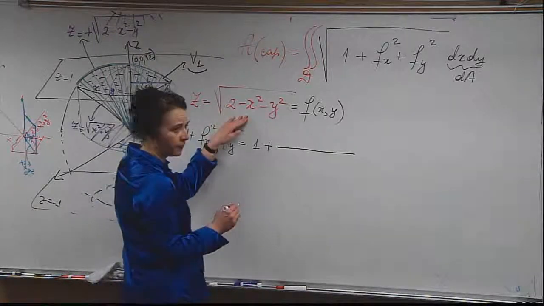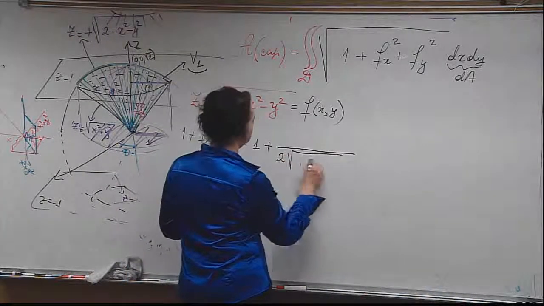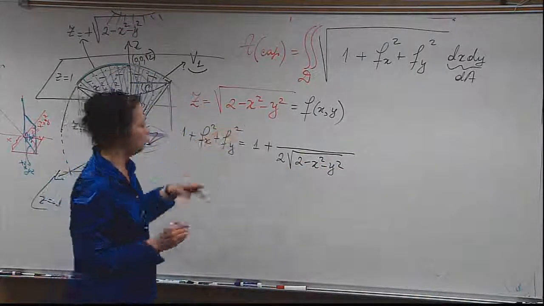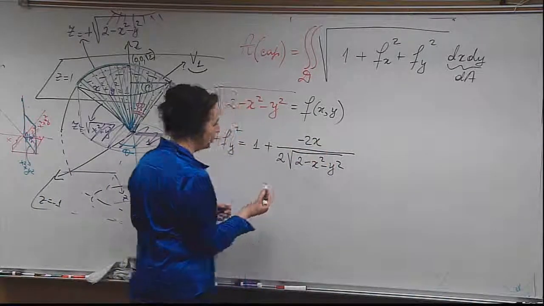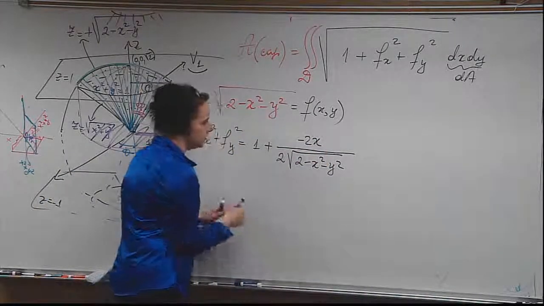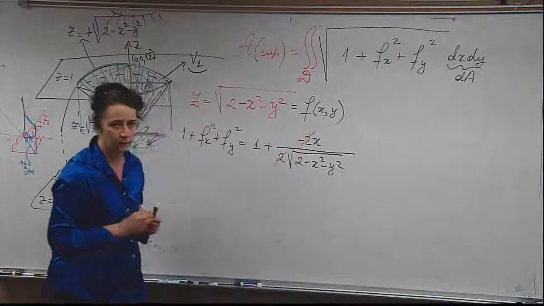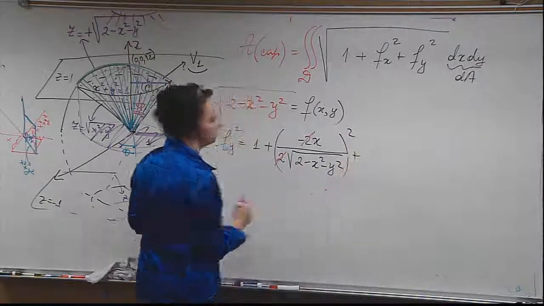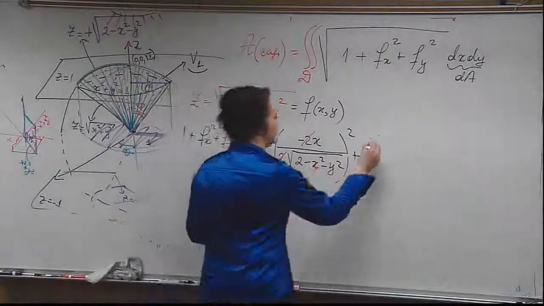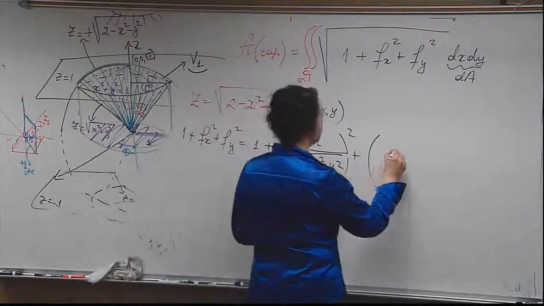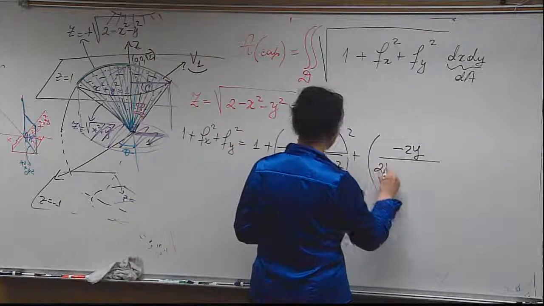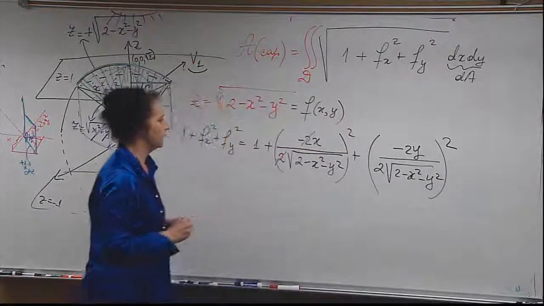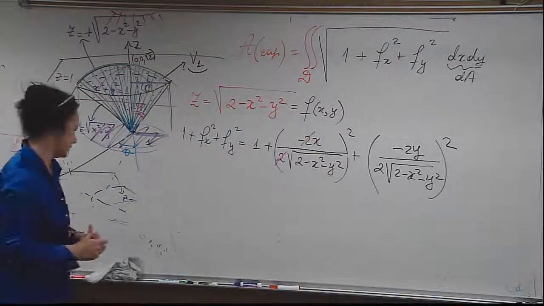Chain rule, right? On the bottom, you have this nasty guy, twice the square root, but on the top, you have minus 2x. So when you simplify, your life becomes easier. And you go square. Are you guys with me? Have I lost you yet? No. Okay, good. And then the same thing in y. Minus 2y over 2 square root of 2 minus x squared minus y squared, squared. Some things, life is good.